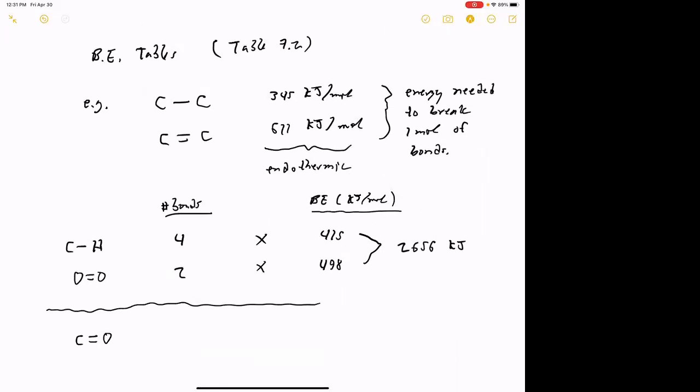So I could look that type of bond up. By the way, I have 2 of them. I could look it up in the table. And it's going to be 741 kilojoules per mole. But I'm going to make it negative now because, again, what are we doing? We're forming the bond instead of breaking it. So now we have an exothermic process. We're getting energy back.